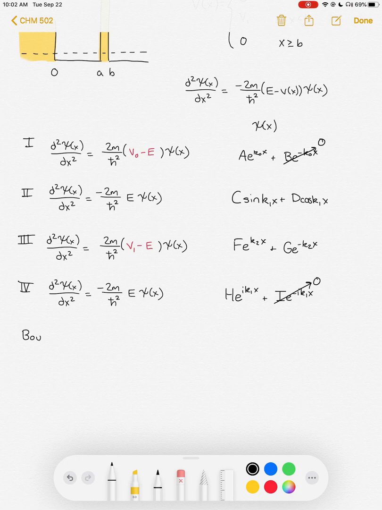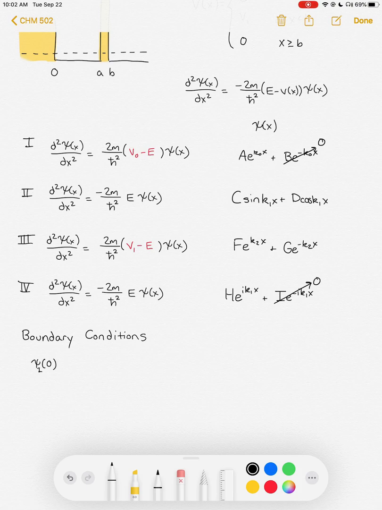Our second boundary condition is that our wave function's first derivatives also have to be continuous. That's because we need to be able to take the second derivative of them, since we're plugging them into the Schrodinger equation.